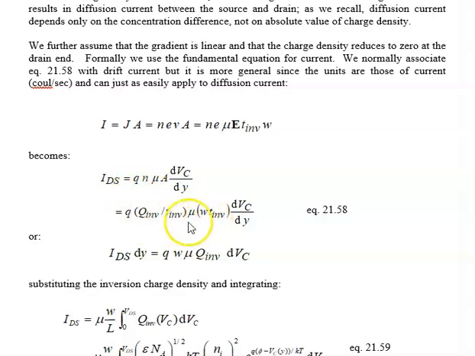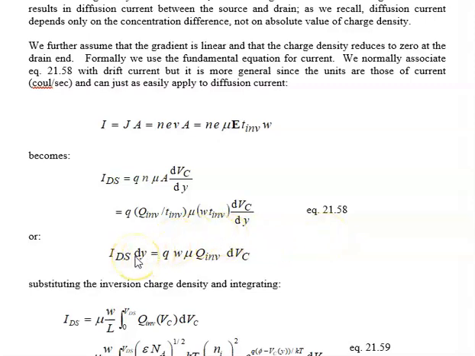We see that the T inversions cancel out, which is very nice because we can't even measure it. It's a very small number indeed, and we get our IDS times dy is equal to the right side of equation 2158, and we're just ready to integrate.